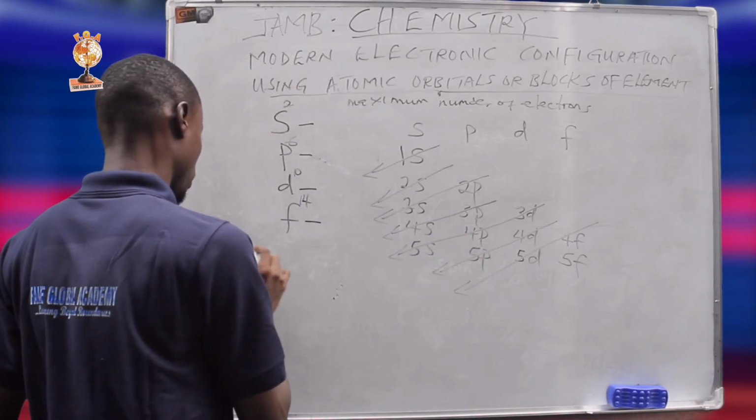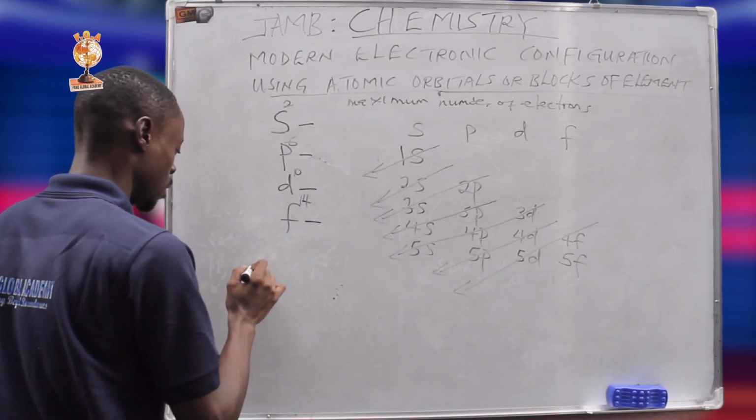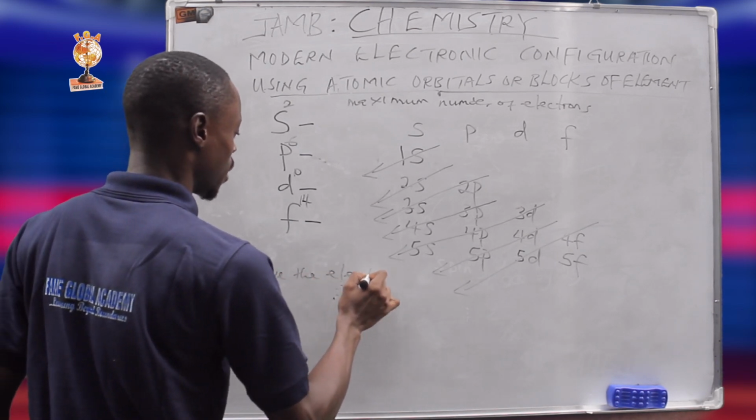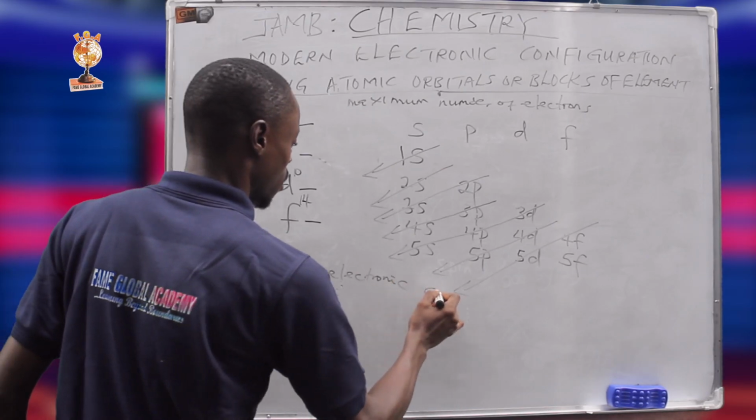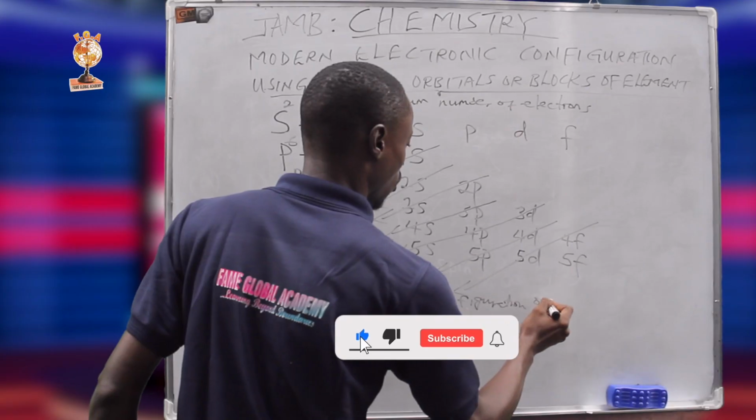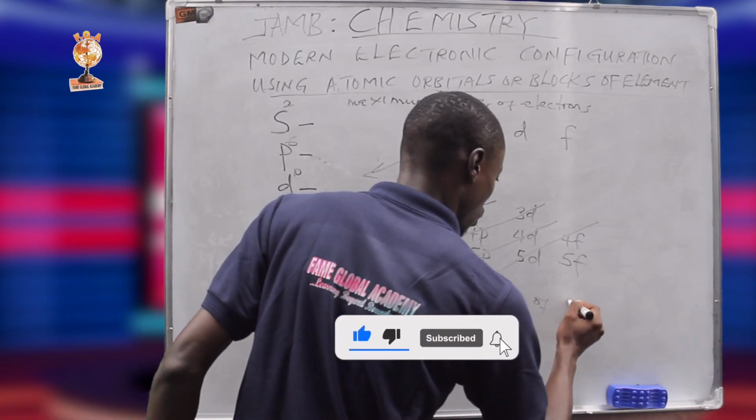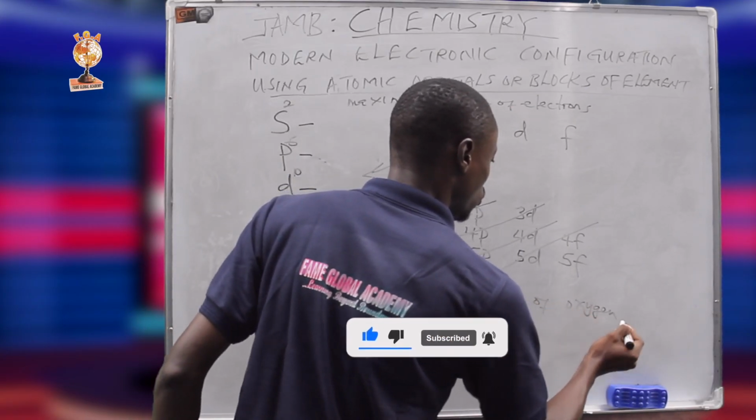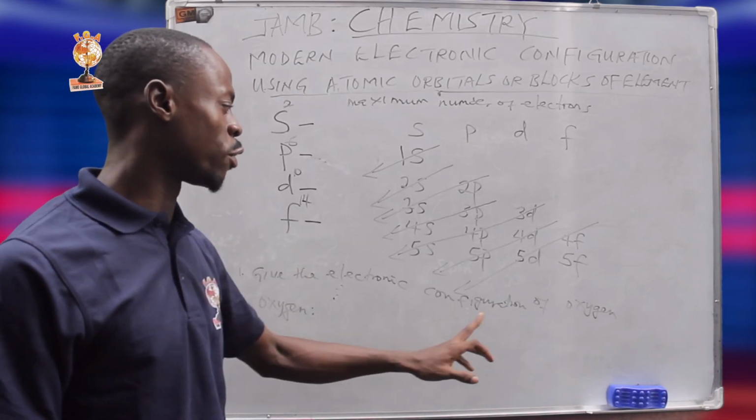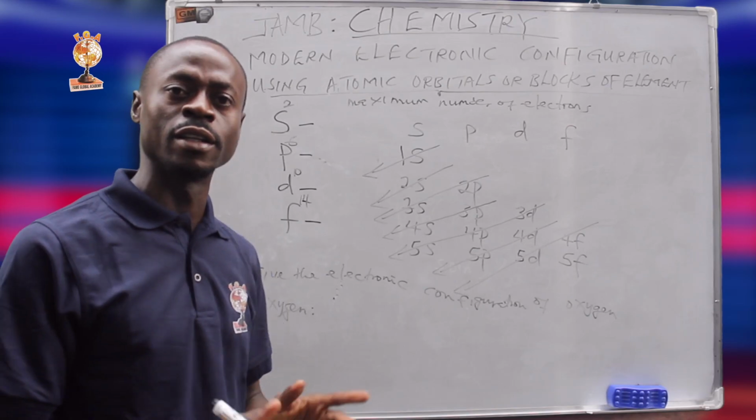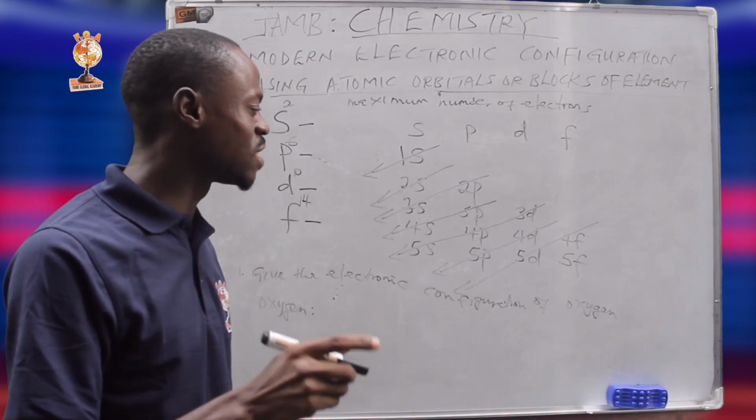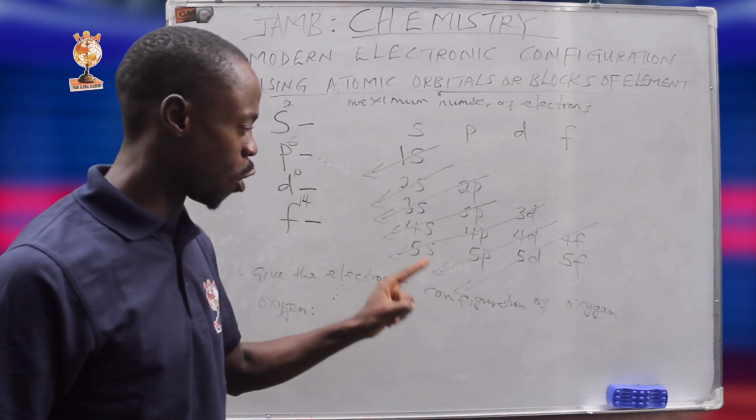Let's take, for example, if you are told to give the electronic configuration of oxygen. How do you go about this? Very simple. The first thing you should identify or know is the atomic number of oxygen.